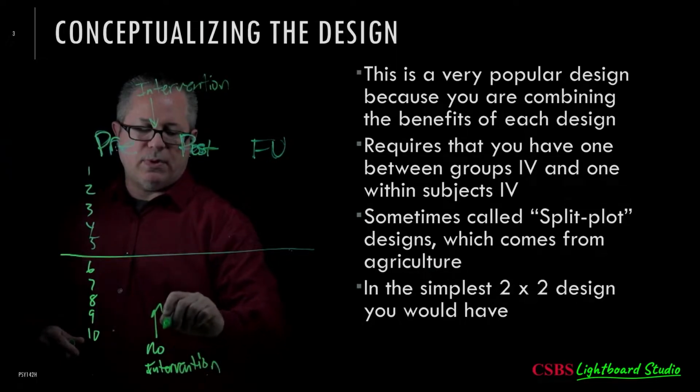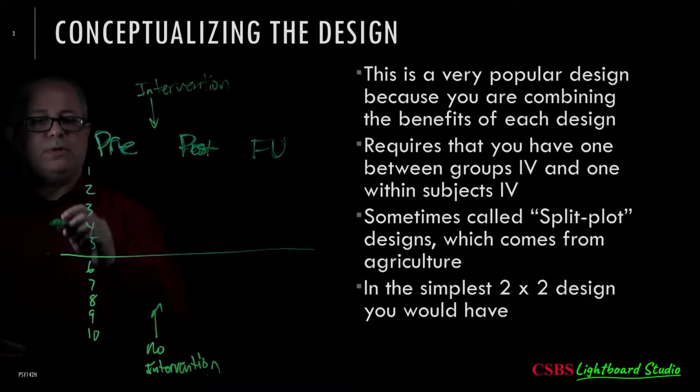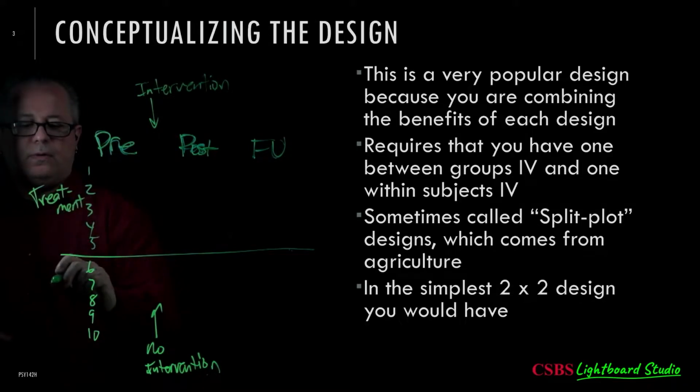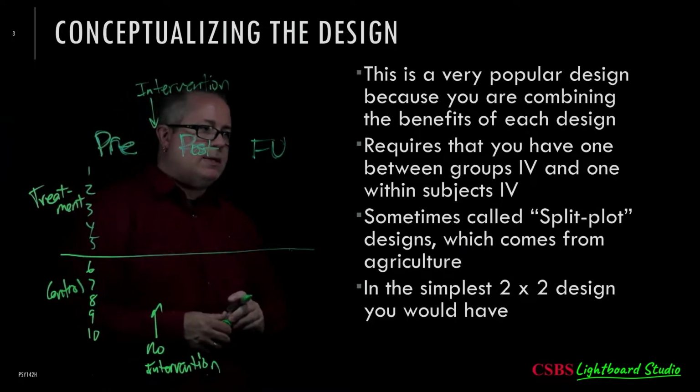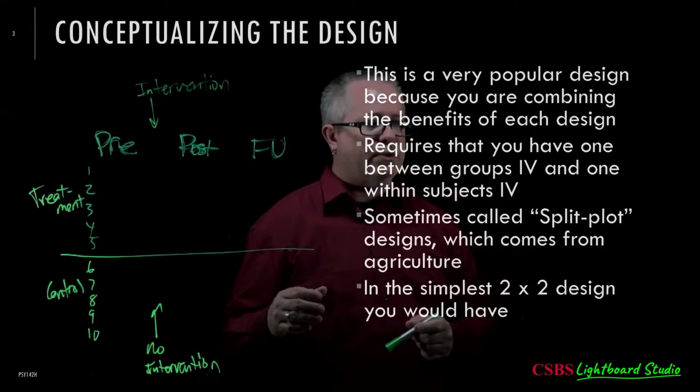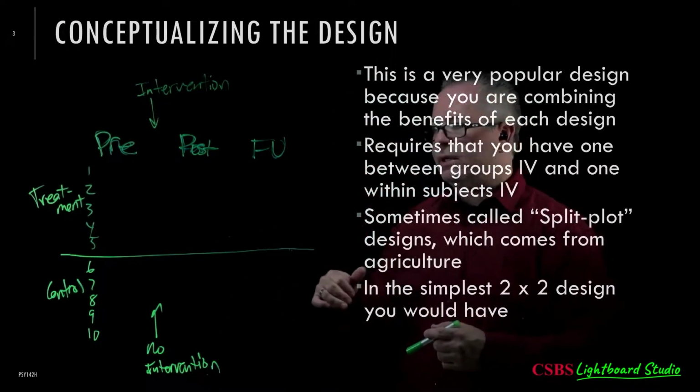So at this point in time, they get no intervention when this group does. This ends up being the treatment group. This is their control group. And what that does is it helps to control for the effects of things like carryover or just the effects of time or maturation and other things.